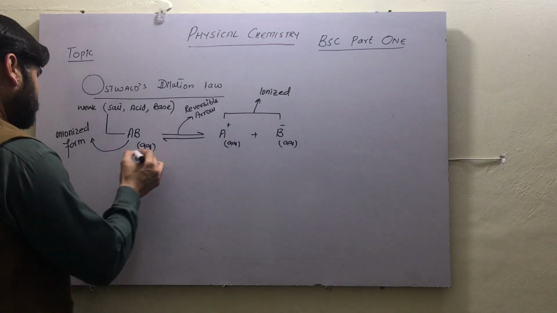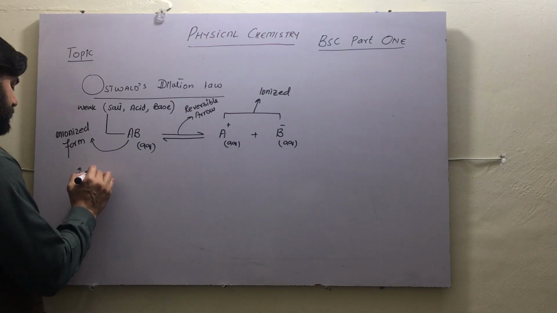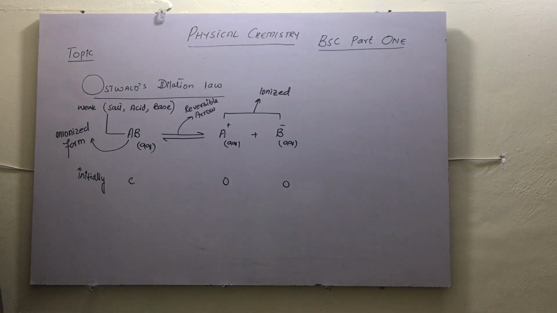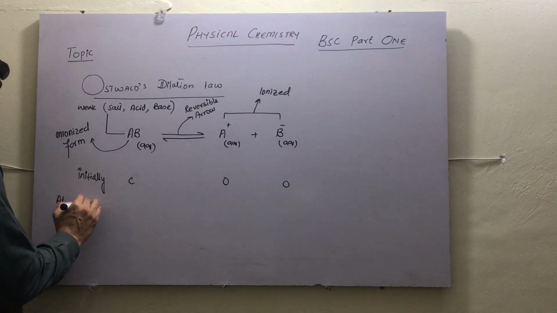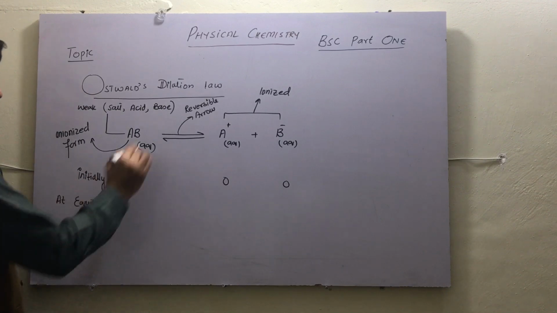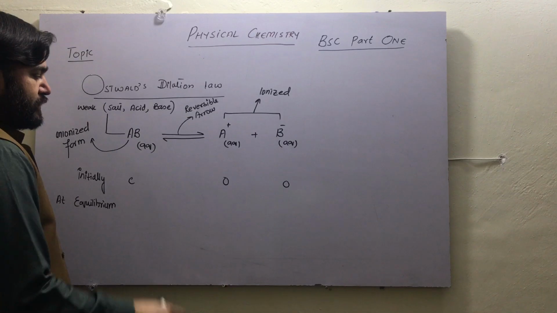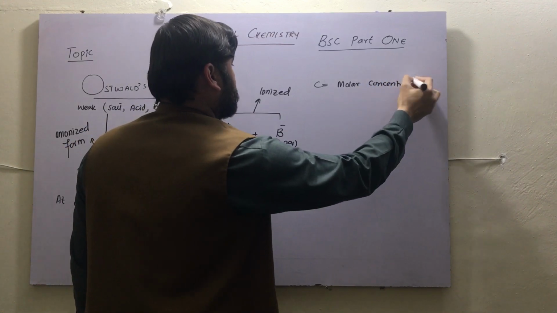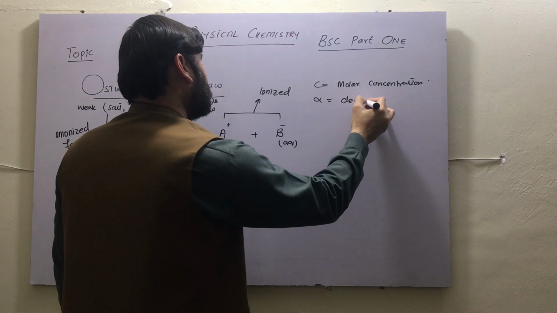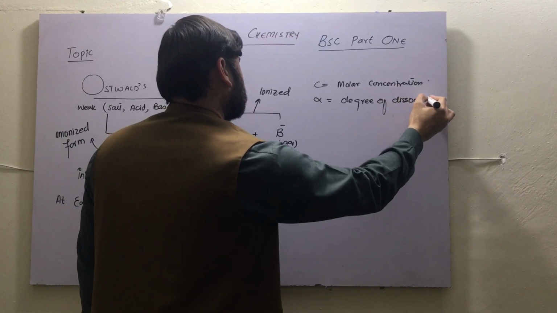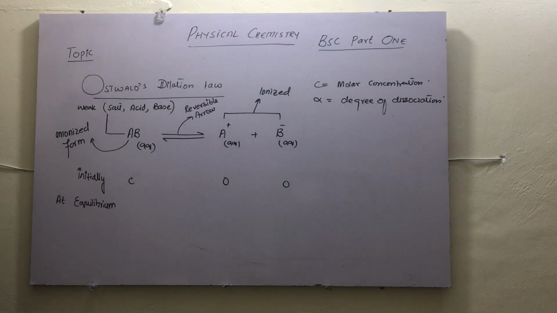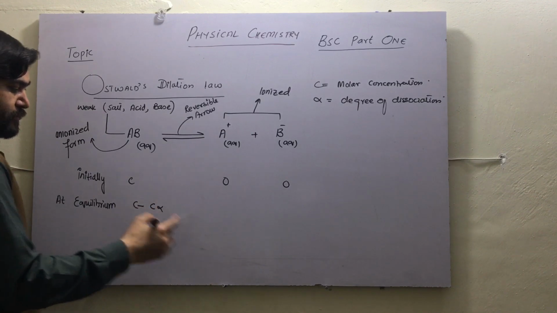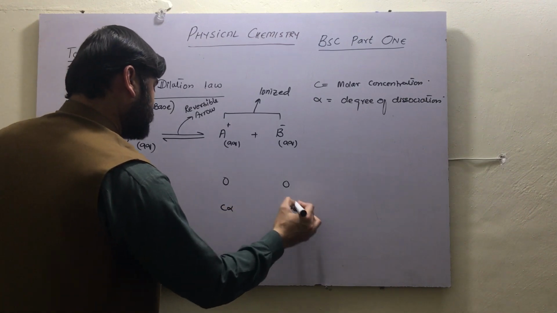So let's take the initial concentration. Initially, C is the concentration, and for A it is 0 and for B it is 0. But after some time, when equilibrium is established, C stands for molar concentration, and alpha represents the degree of dissociation. Here the concentration C is reduced by the degree of dissociation, so we get C alpha and C alpha.